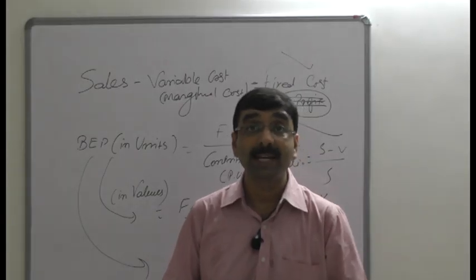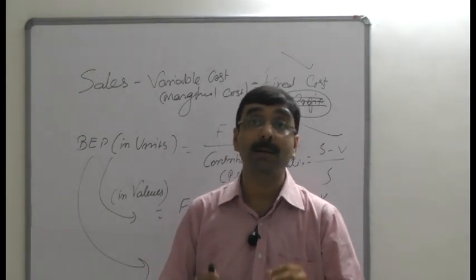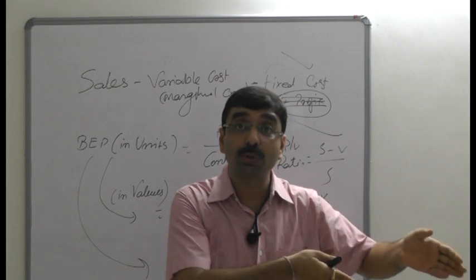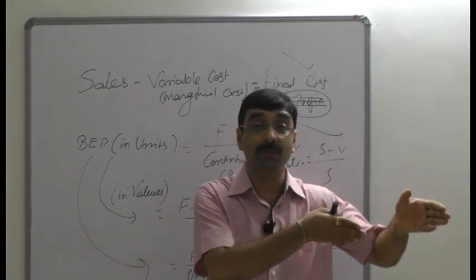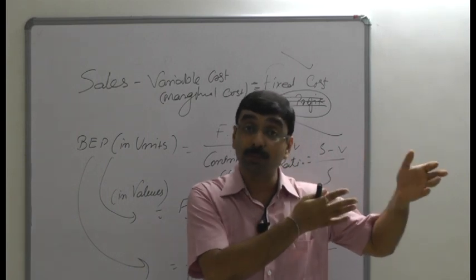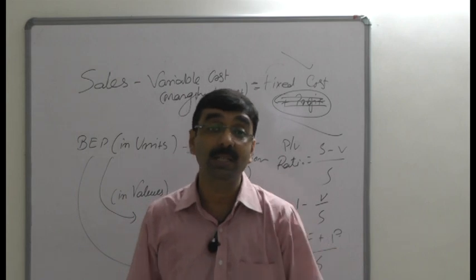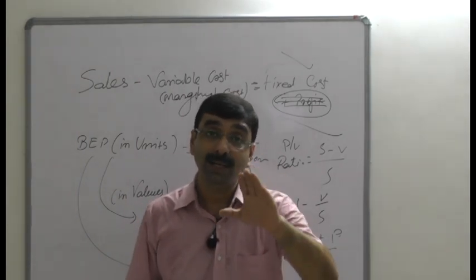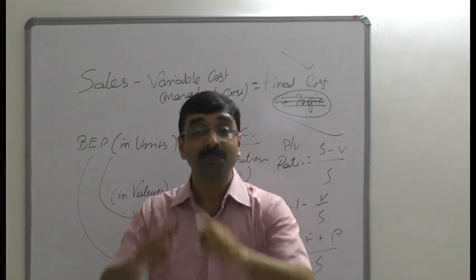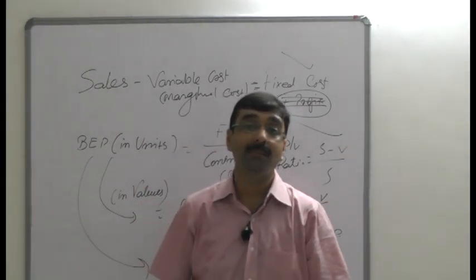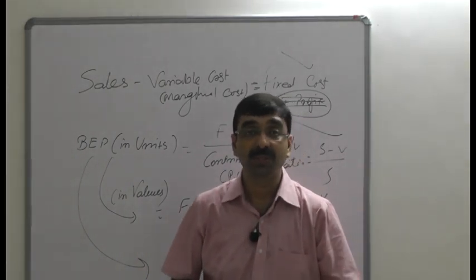One more point, in addition to that, it is possible to compute the ratio by comparing the change in contribution with the change in sales. Sometimes they may give two years of information for contribution as well as sales, and then they ask what the change in your PV ratio is. In that case, you need to apply the formula: PV ratio is equal to change in contribution divided by change in sales. So that is all as far as the PV ratio is concerned.